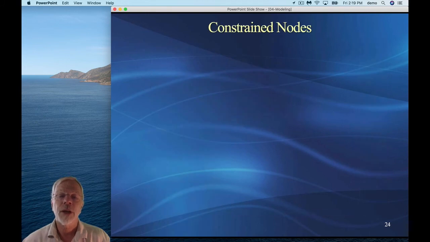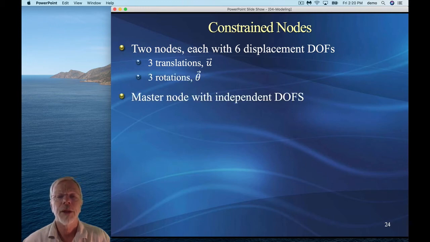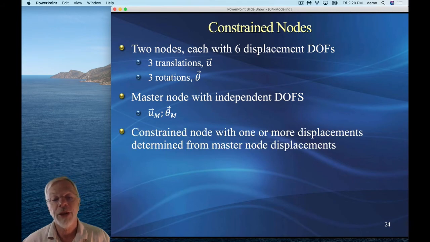So now I want to talk a little bit about constraints and constrained nodes. We consider two nodes, each with 6 displacement degrees of freedom. So each has 3 translations and 3 rotations. We define one node to be a master node with independent degrees of freedom, and that's u sub m and theta m. And we define the second node to be a constrained node with one or more displacements determined from the master node displacements. So we're going to denote those as u_c and theta_c.